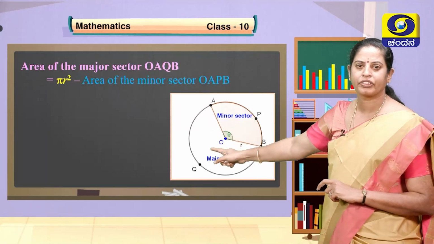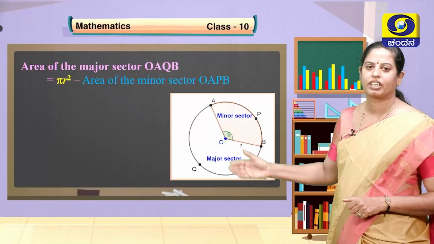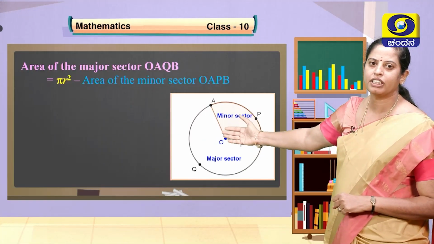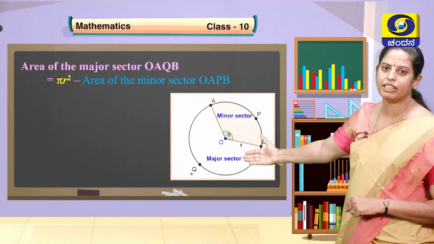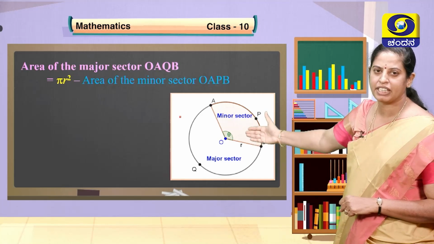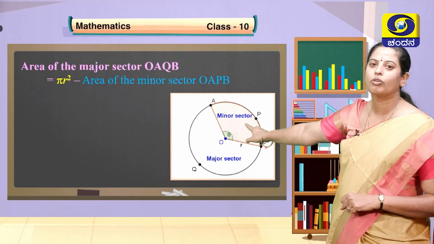Here observe, we know how to find the area of minor sector, and we know how to find the area of circle. If you subtract the area of minor sector from the area of the circle, you are going to get the remaining part of the circle. That remaining portion of the circle is nothing but the major sector. Therefore, area of the major sector OAQB is area of this circle, pi r square, minus area of the minor sector OAPB.